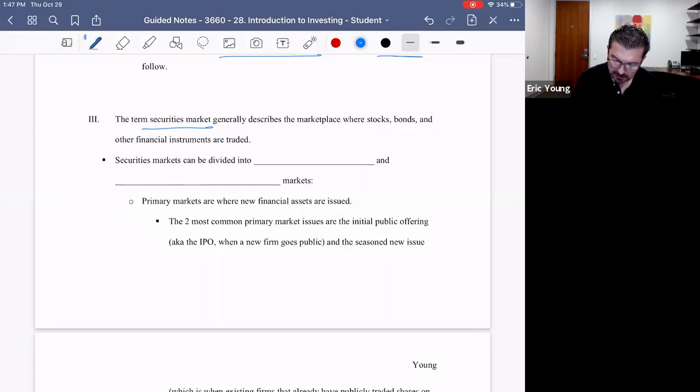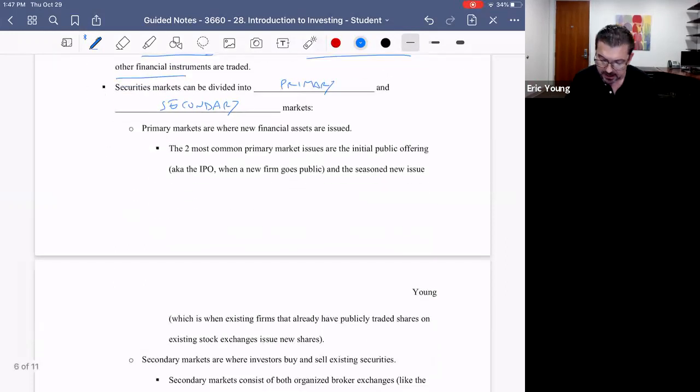The securities market basically describes the marketplace where stocks and bonds and all these other instruments are traded. They're typically divided into one of two types: primary markets and secondary markets. Primary markets are where new financial assets are issued.